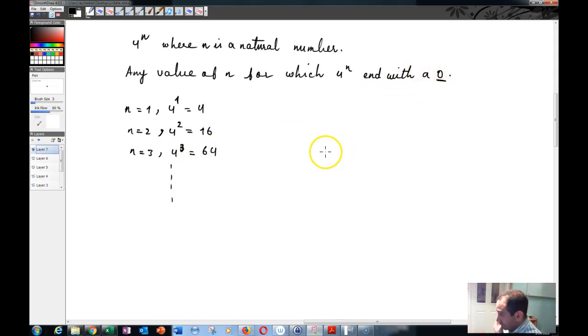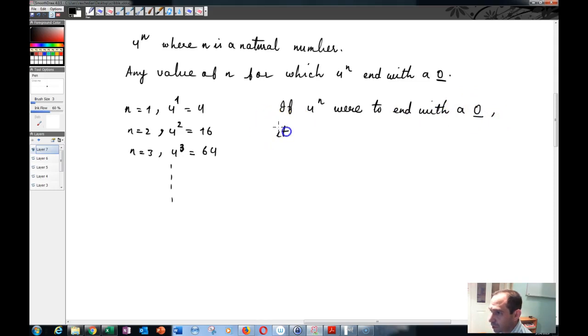Now one way that you can use the fundamental theorem of arithmetic to solve this problem is: if 4 raised to the power n were to end with a 0, then it would have to be divisible by 5. That's the divisibility test for 5.